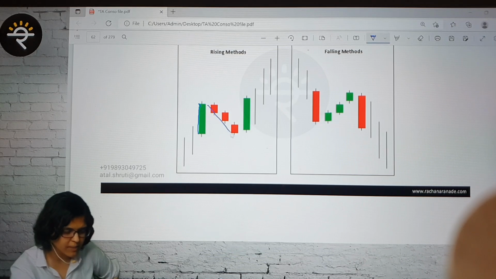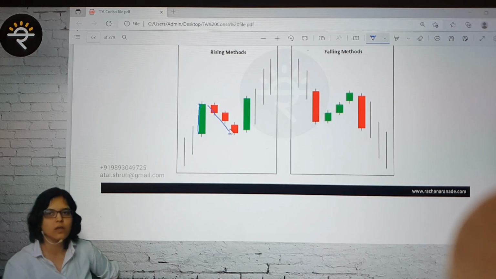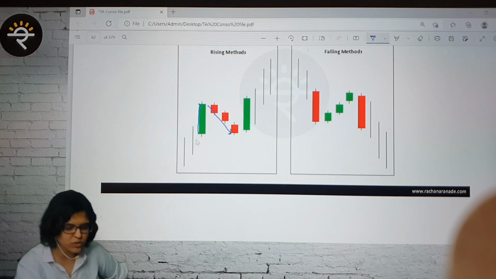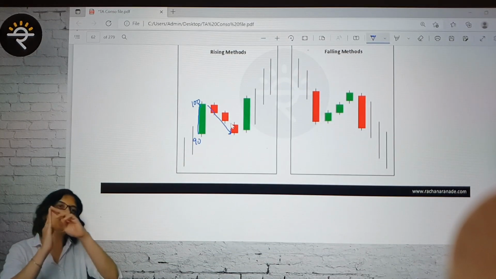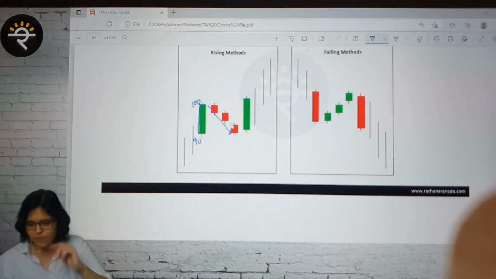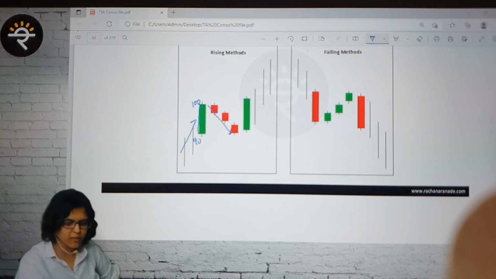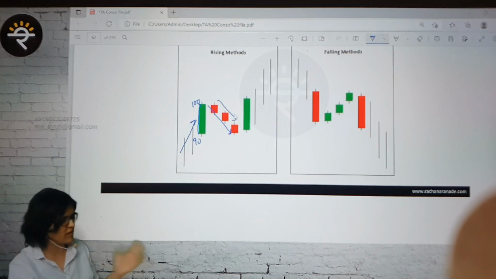What are they doing? They're eating up the price action in the first candle. Assume this was 90 and this was 100. What happened? It came back from 100 to almost 90. Whatever up move happened, eaten up by the next 3-4 candles. Trying to build an analogy again. It was going fine, but then some people revolted.